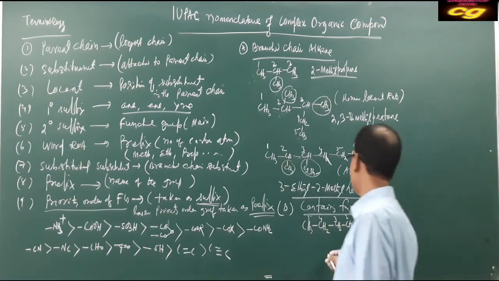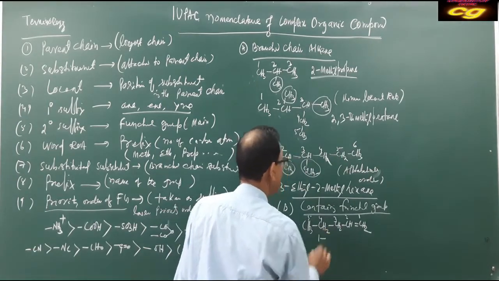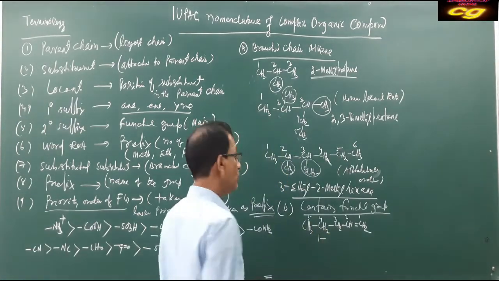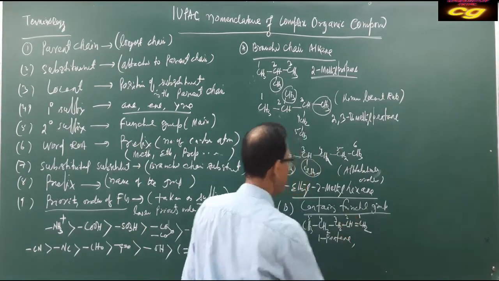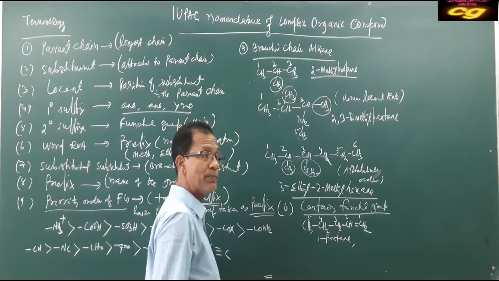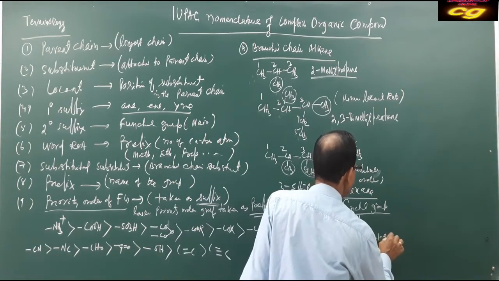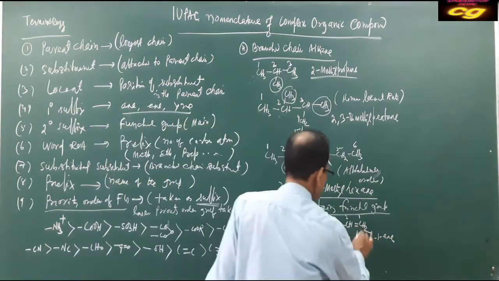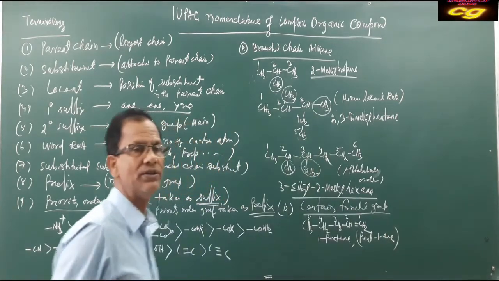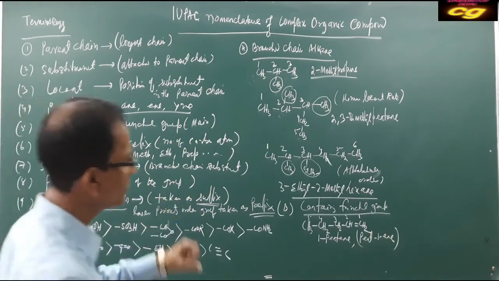We can write like this. It has 5 carbon, 1-pentene, or it can be written as pent-1-ene. Pent-1-ene is the same as 1-pentene. So in different ways you can write. Okay, this is the containing functional group.